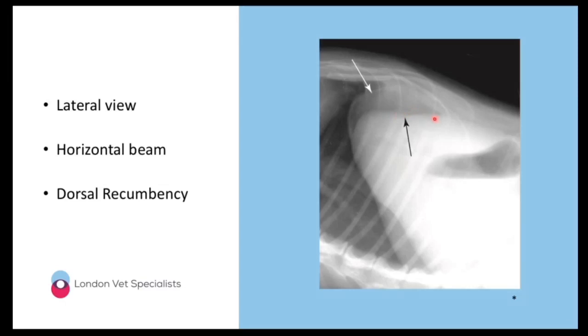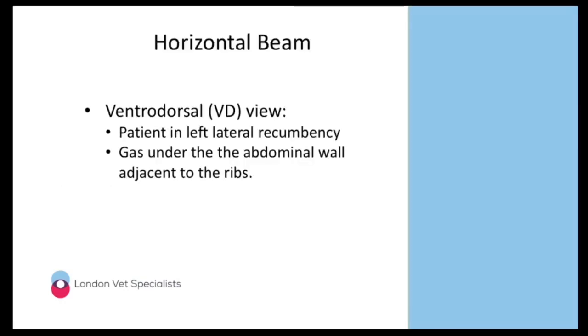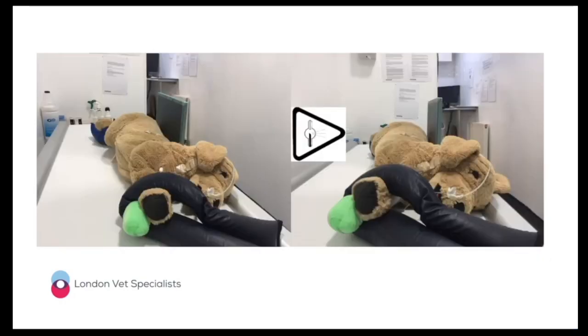So that's a technique that you can try if you're struggling to diagnose a pneumoperitoneum in a patient where you're highly suspicious there could potentially be, say, a septic peritonitis, a GI perforation, anything that might require surgical intervention. There is another technique using a horizontal beam, which is acquiring a ventrodorsal view with the patient in left lateral recumbency. In this view, once you've acquired your image, you're looking for gas underneath the abdominal wall adjacent to the ribs. Again, it can be tricky to visualize what this might look like.